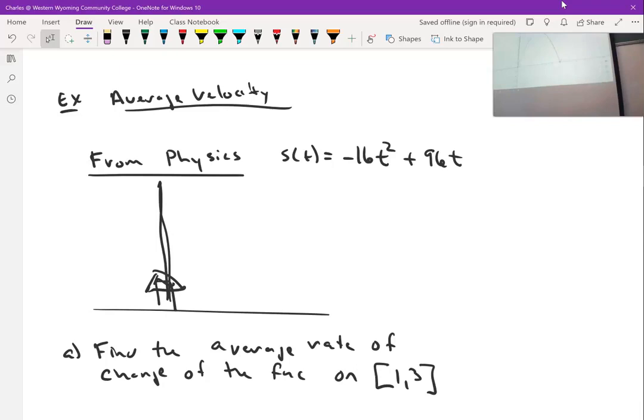Who are my computer science people in the room? Just one? Wow. Well, what's one of the most important things in computer science? To know what your variables are, right? You got to know what your variables represent.